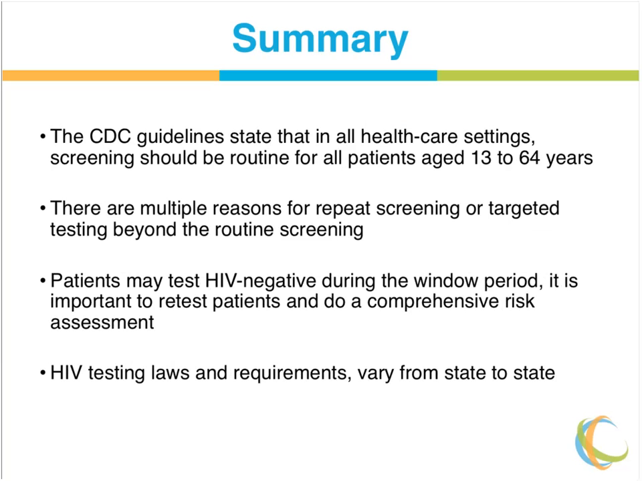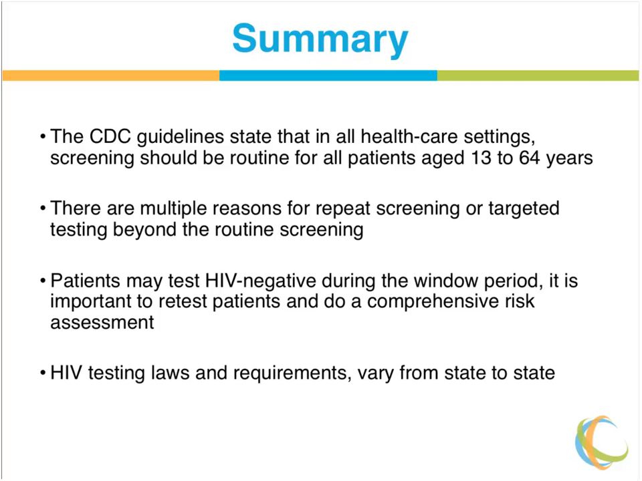So in summary, the CDC guidelines state that in all healthcare settings, screening should be routine for patients 13 to 64. So really important to use these guidelines, offer the test, and document whether or not the test was given or if the test was refused and why. There's multiple reasons for repeat screening, many of which we discussed in the course of this presentation. But always remember that if you're screening a patient for sexually transmitted infections, then it's important to also be screening them for HIV as well.